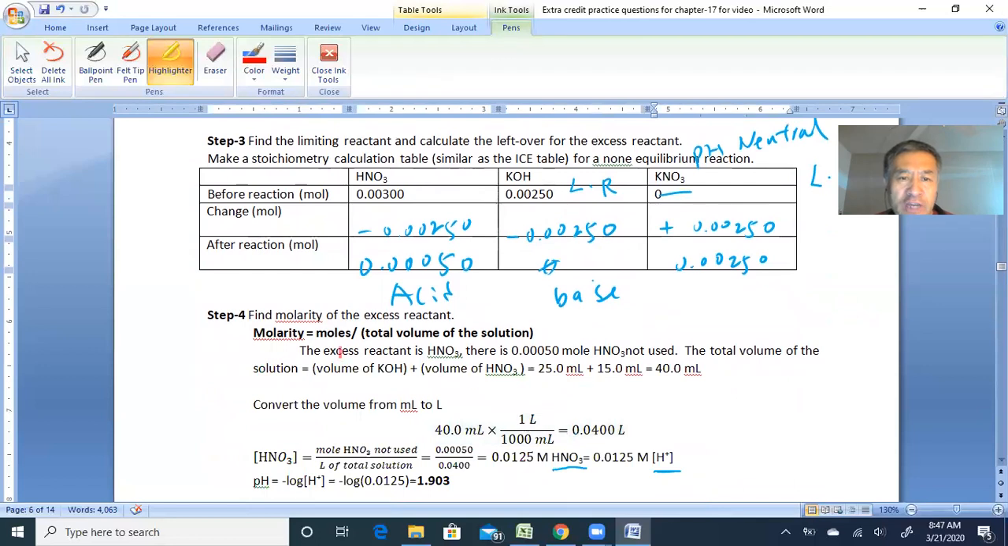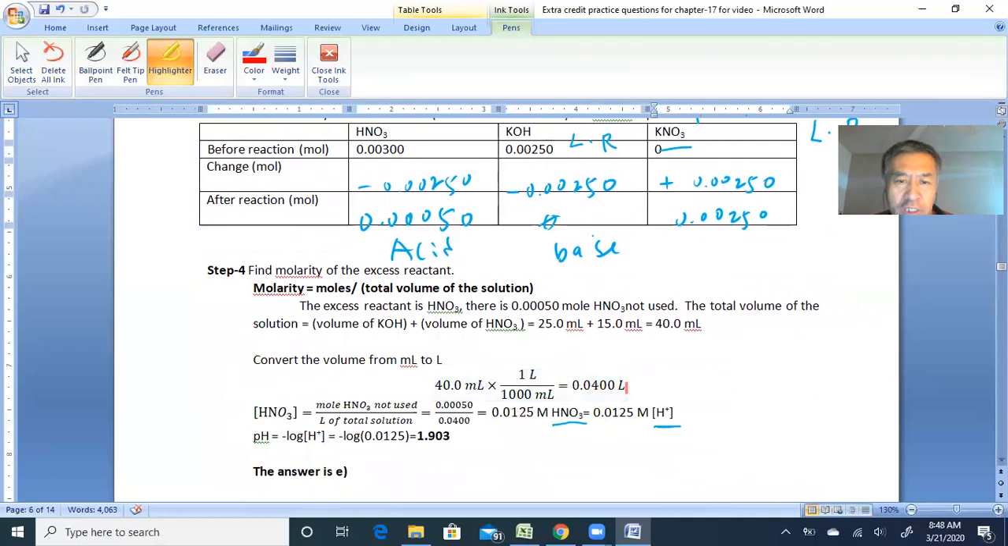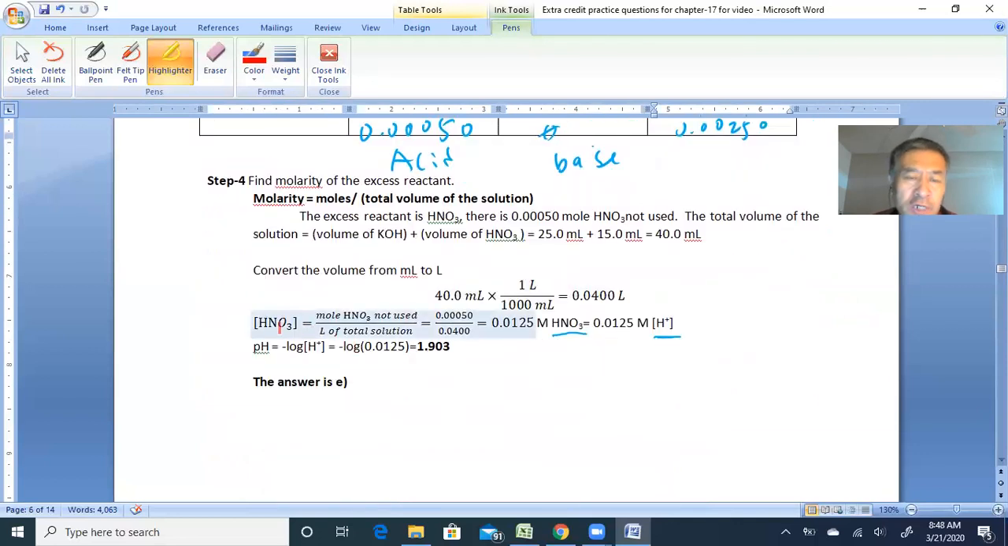So next, you just find out the molarity. Molarity is moles over liters. So far, we have our total volume. So the volume of the base plus the volume of the acid is 25 plus 15, which is 40 milliliter. We're converting 40 milliliter into liters. We get 0.0400 liters. And so therefore, the leftover molarity of the acid will be the moles of the acid not used divided by the liters of the solution. So moles of acid not used is 0.00550, divided by the total volume, which is 0.0400, to get this much molarity.